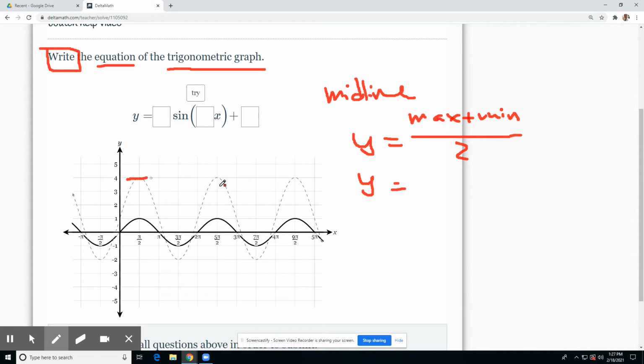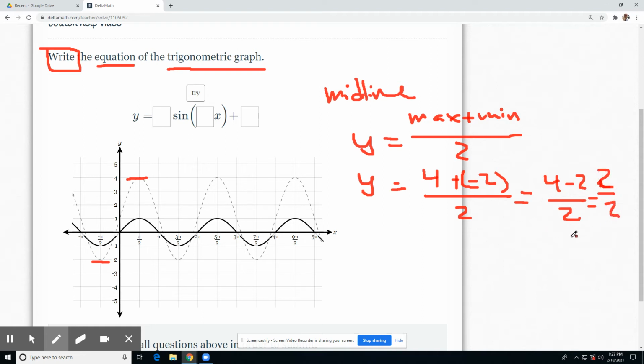The maximum is 4. The minimum is -2, divided by 2. That gives us 4 minus 2 over 2, which is 2 over 2, which is equal to y equals 1. So our midline is 1. And where's 1 at? Y equals 1 is right here. That's our halfway point. And then what's our amplitude here?